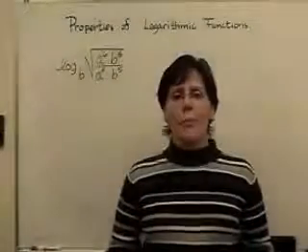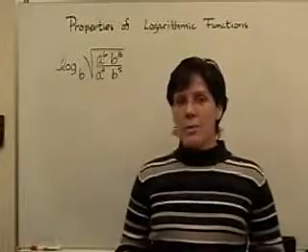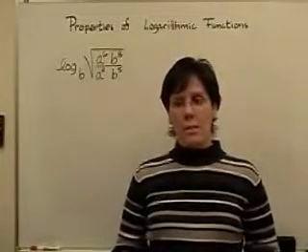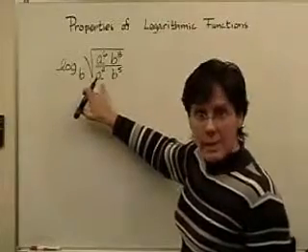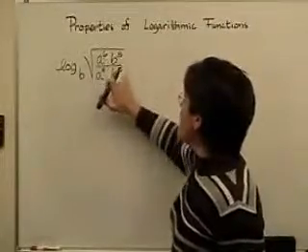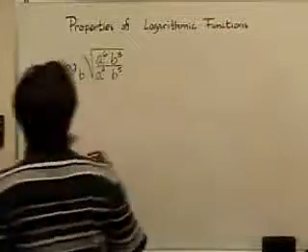Again, I want to use all the properties to write this as a sum, difference, or multiple of logarithms, and I see a radical symbol here, but underneath that radical is an expression that can be simplified. You have a to the 6th over a to the 2nd, that's equal to a to the 4th because we subtract the exponents. B to the 8th over b to the 5th is equal to b to the 3rd because we subtract the exponents. So let's do that first.